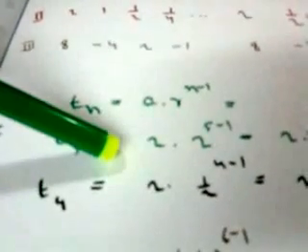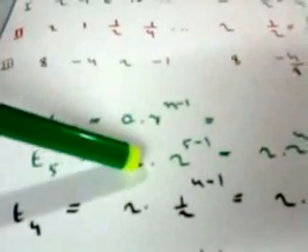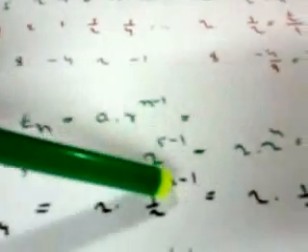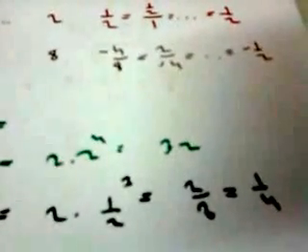Now, for the second sequence, if we want to find out the fourth term, again in the second sequence A was 2, R was half, n is 4 here, so 4 minus 1, so we get 2 into half to the power 3, that is 2 by 8 or 1 fourth is the fourth term of second sequence.